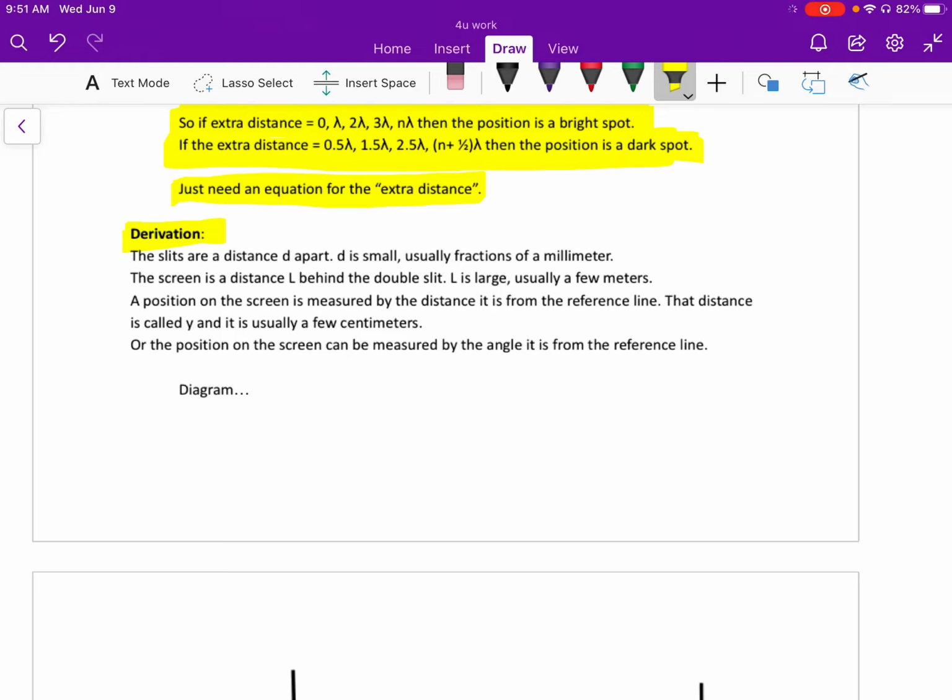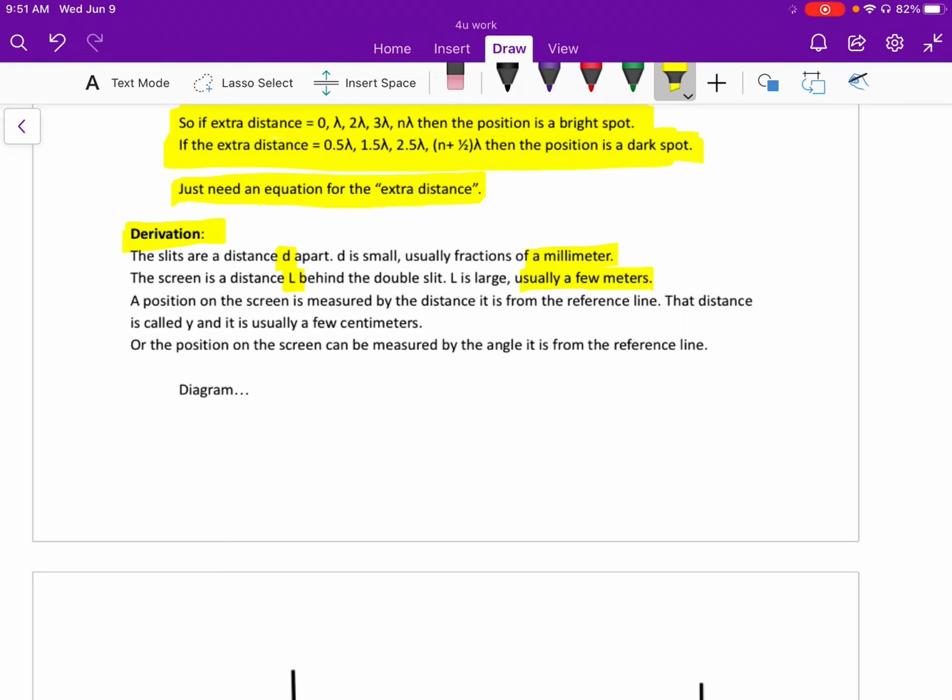The letters we're going to use: the slits are separated by a distance that we're going to call letter D. D is usually tiny, like fractions of a millimeter. Once we start doing problems, you'll see that. The interference pattern forms on a screen. The screen is going to be a distance L behind the double slit. The L is usually large, like a few meters.